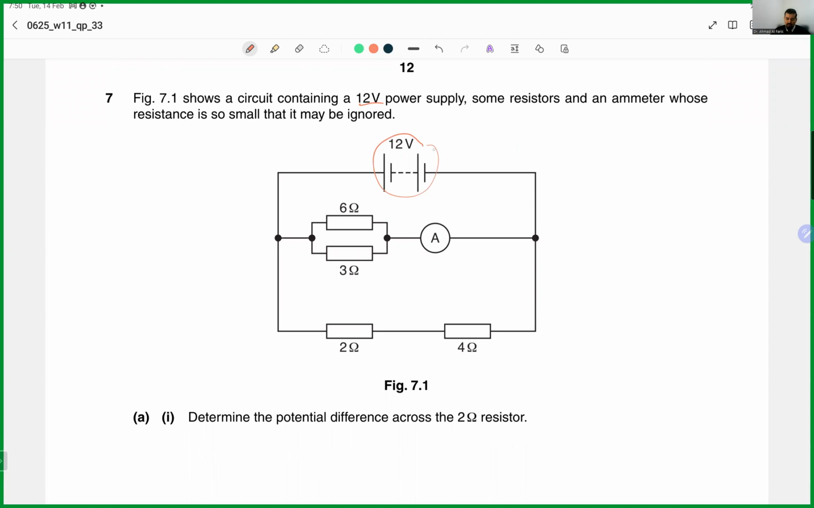Okay, we have a 12-volt battery. Now the main circuit is connected in parallel. As you can see, we have different connections. Part of it is in series, another part of it is in parallel, but the whole circuit is in parallel.